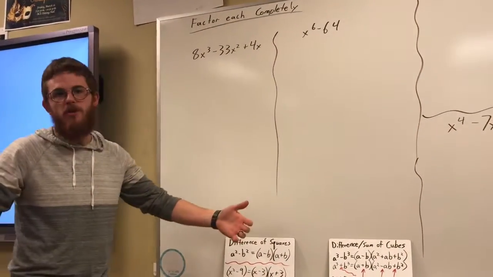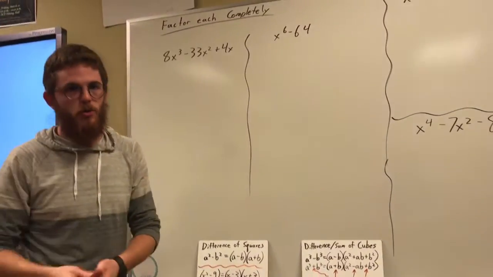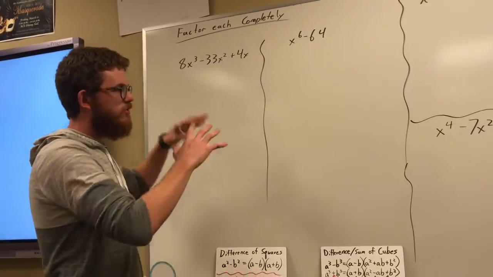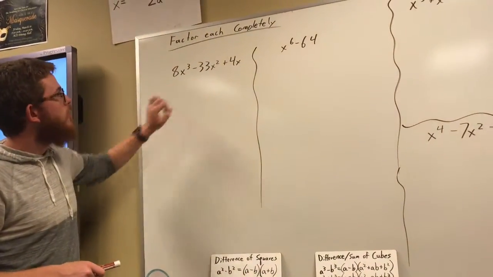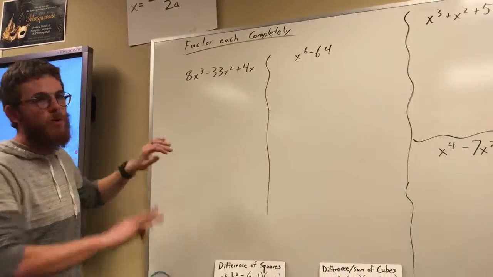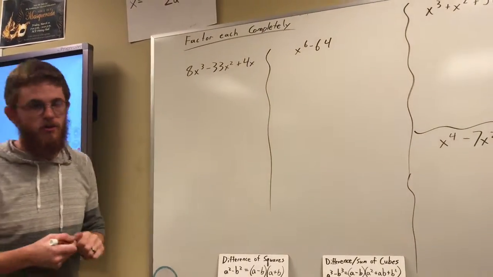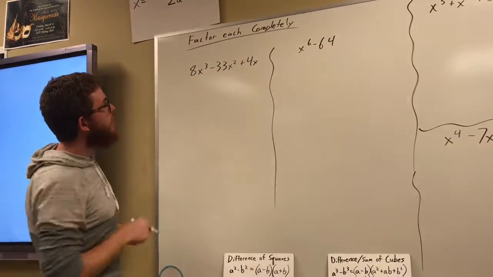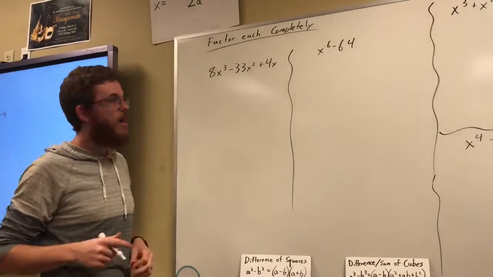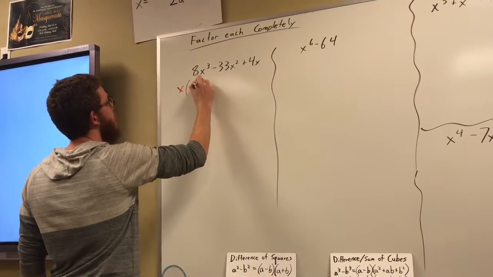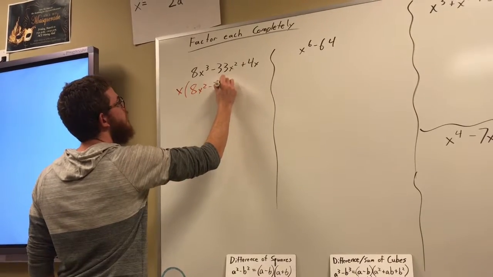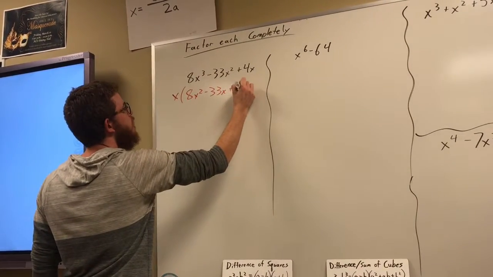Well, there's also other factoring techniques like factoring by grouping and quadratic form, and this is just going to run through all that stuff pretty quick. Well, the first thing we always want to do, no matter what we're trying to factor, is look for a common factor. And I notice right here, they all have an x. So I'm going to pull an x out to the front. I'm left with 8x squared minus 33x plus 4.